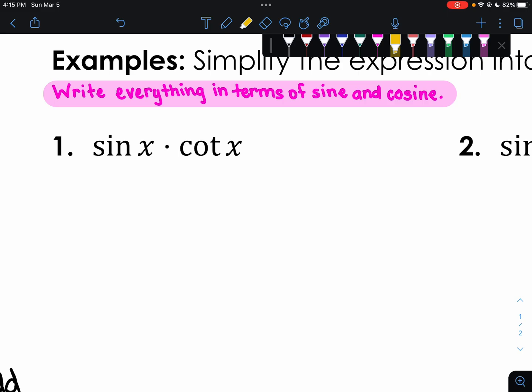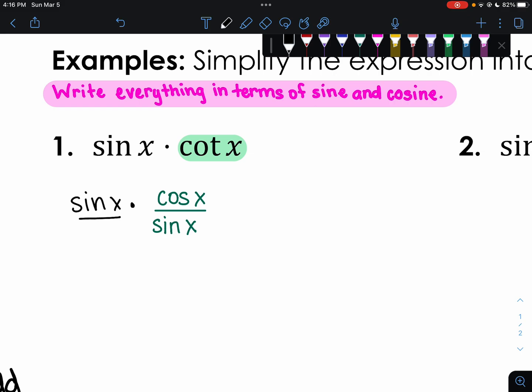So I have sine x times cotangent x. Sine is already in terms of sine, so I'm just going to rewrite it down. But cotangent is not in terms of sine and cosine, so I am going to rewrite it as cosine over sine. So now I have everything written in terms of sine and cosine, so I can start my simplification process.